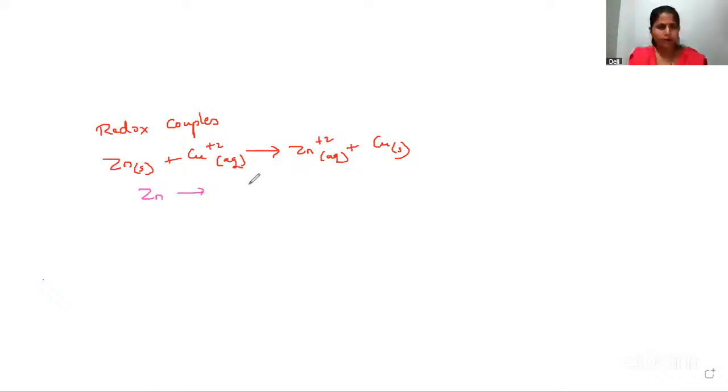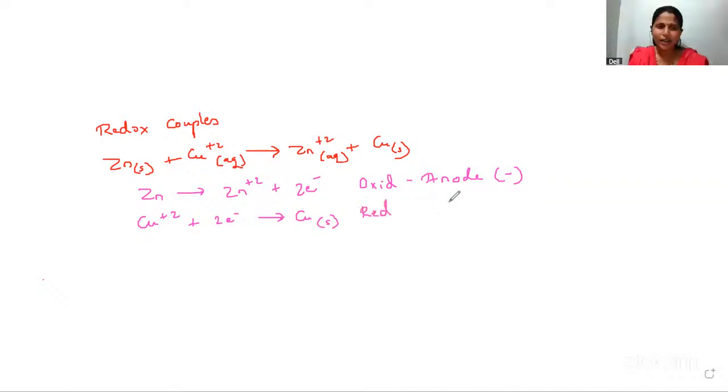Zinc is losing electrons, forming Zn+2. I am repeating this once again. Loss of electrons is oxidation, occurring at the anode. The anode is my negative electrode. This is one half reaction taking place at one half cell. Then Cu+2 ions from the solution take those electrons and become solid Cu, which gets deposited. This is gain of electrons, that is reduction, occurring at the cathode.